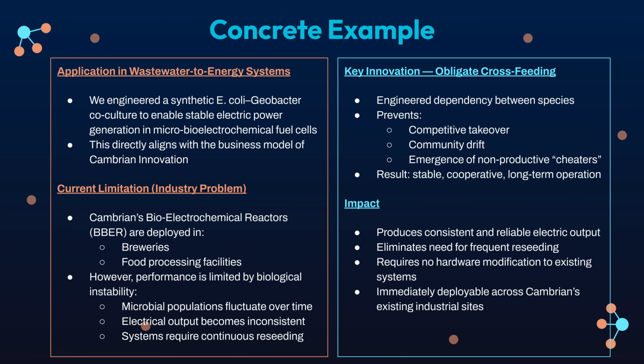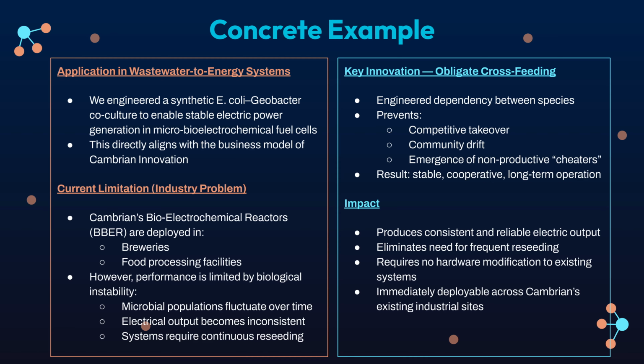The reason that this is relevant to us is that Johnathan's company co-cultures E. coli and geobacteria to enable stable electric power. These reactors are deployed in breweries and food processing facilities. However, the performance is limited by biological instability, which makes them very difficult to take care of.